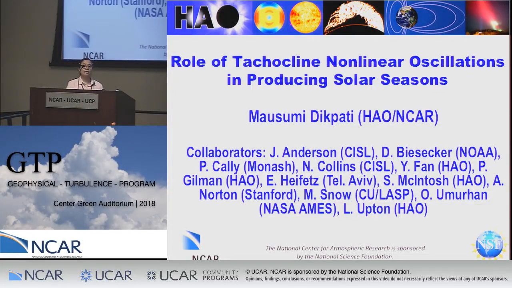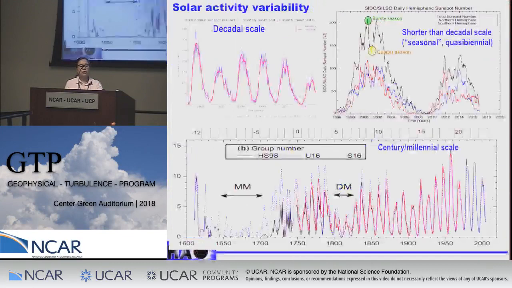So, basically, Tachocline nonlinear oscillations arise from the joint instability that Steve mentioned in the solar tachocline. It is the instability among the Rossby waves, differential rotation, and magnetic field there. Before going into the theory, I want to describe what this seasonal variability is.